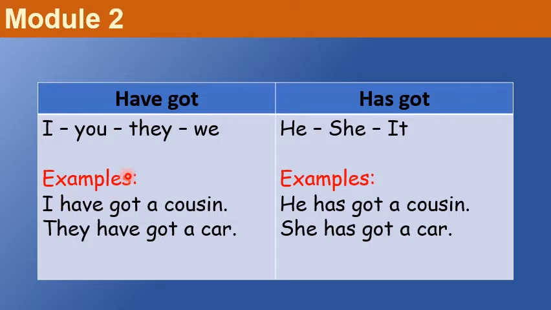For example, about have got, we can say, I have got a cousin. They have got a car. And an example about has got, we can say, he has got a cousin. She has got a car.